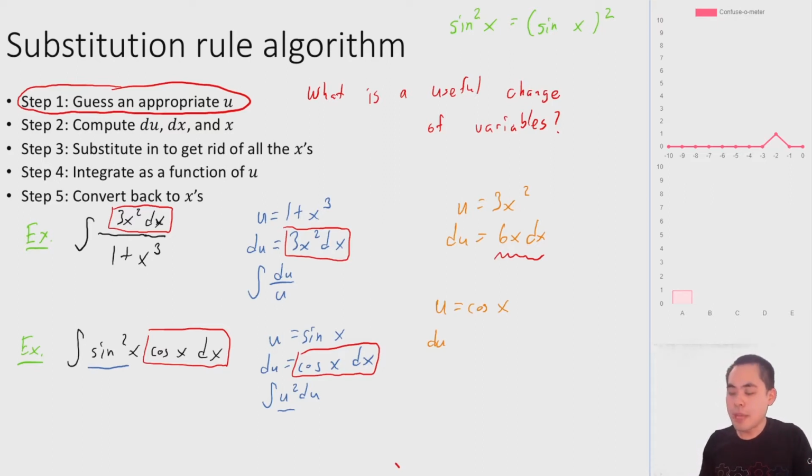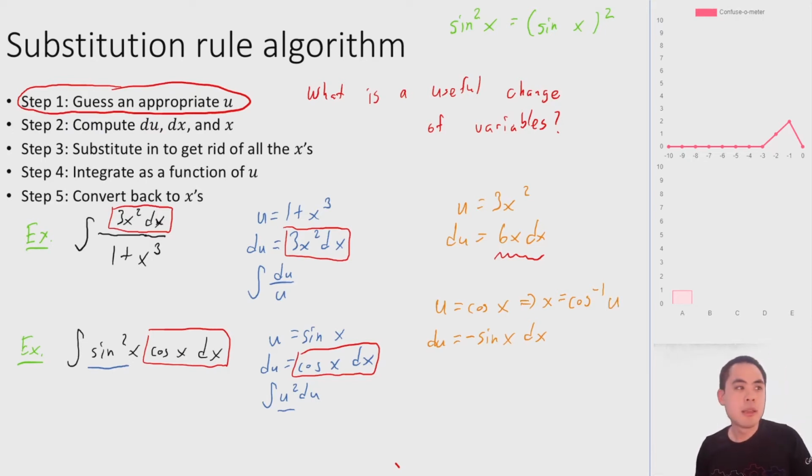Okay, so going back, what's du here if u is equal to cosine x? Well, du is going to be equal to minus sine x dx. So you might be thinking, this all still sort of works, right? And the other thing is you can also just explicitly solve for x. So then x here would be equal to cosine inverse of u.